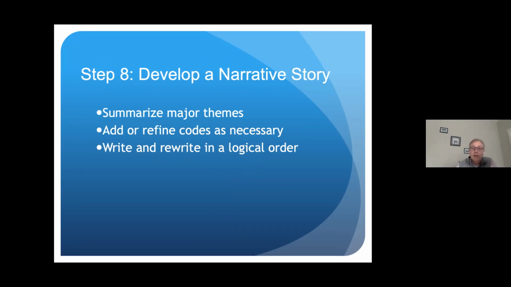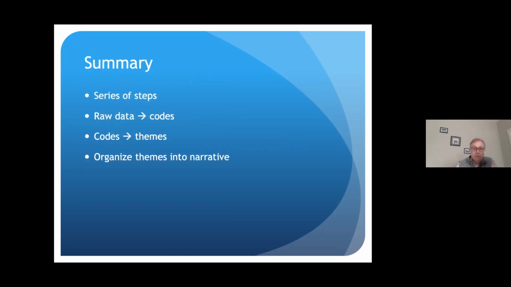Sometimes as you're writing this, you might continue to refine your codes. You might decide that a code or a theme doesn't really seem to be complete. You need to revise it a little bit as you're writing to make it clear for the reader. And that's okay. And simply write this in a logical order. Sometimes we also include tables. Tables are a way to provide evidence of themes and then some illustrative quotes for those themes.